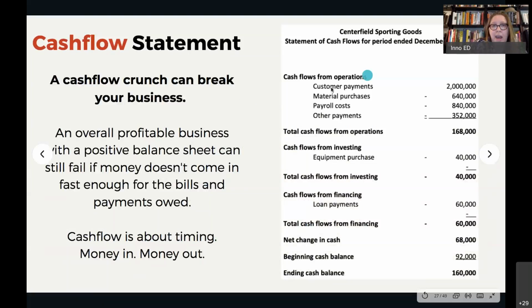And now we're going to get into the cash flow statement. And this one, cash flow, as we say here, a cash flow crunch can break your business. So it is all about the timing of when the money is coming in. You have to make sure that you have enough money to cover your bills. Cash flow over time can potentially have a shape, but it will take you a while to understand what the typical cash flow is in your business by seeing it happen over time.